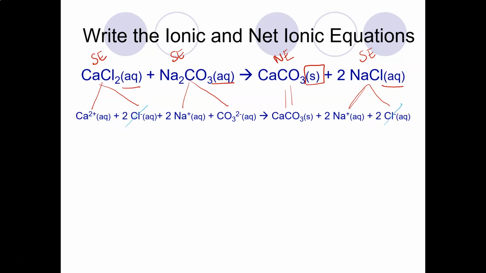I can cancel it out. 2 sodium plus aqueous, 2 sodium plus aqueous. That's a spectator ion. I can cancel that out. CO3 2 minus aqueous. Well, shoot. So what I have left is my net ionic equation.